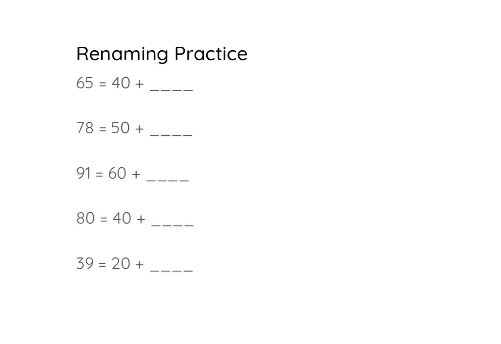All right, now let's do some renaming practice. So pause and complete the equations. All right, let's check your work. 65 equals 40 plus 25. Notice you have 40 plus 20 and the 5. 78 equals 50 plus 28. 91 equals 60 plus 31. 80 equals 40 plus 40. And 39 equals 20 plus 19.